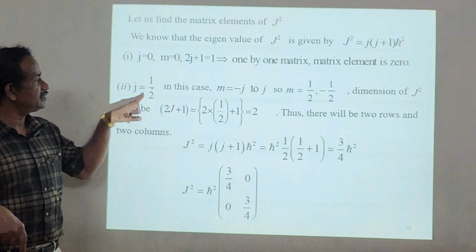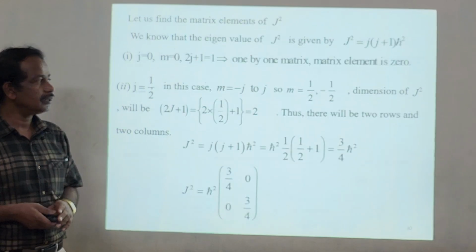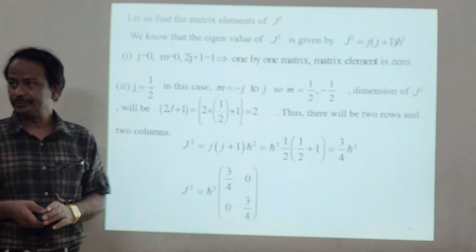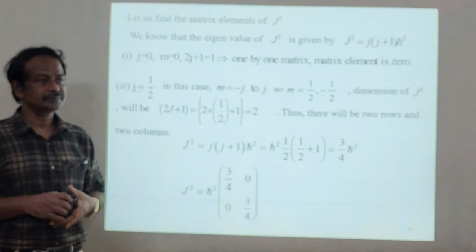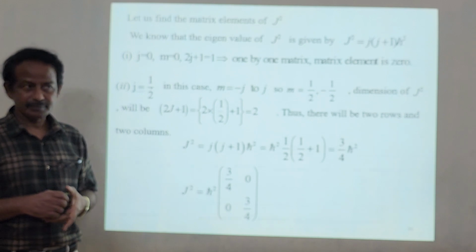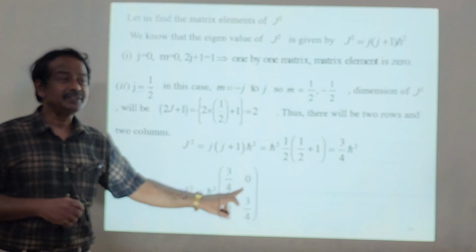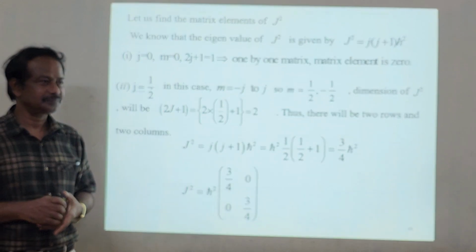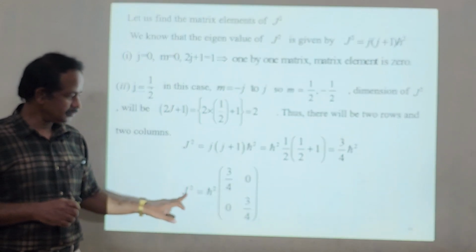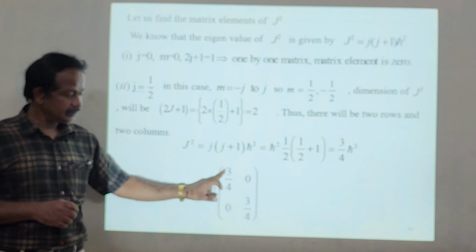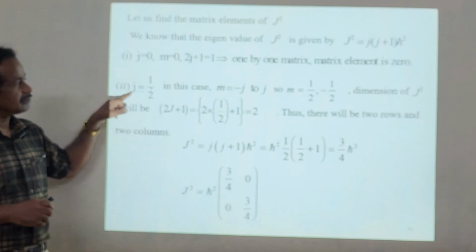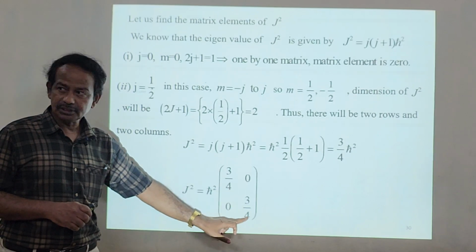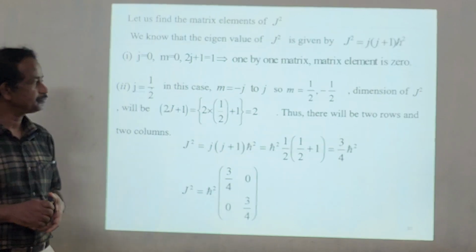2j plus 1, your j will be 1 by 2. So the dimension will be 2, a 2 by 2 matrix, 2 rows and 2 columns. So that will be 4 elements. Of course, the off-diagonal elements will be 0, as we have done earlier for J z. And J squared will be h bar squared times 3 by 4 for j equals 1 by 2, correct? And 3 by 4 for this one also, for j equals 1 by 2. Is it okay?